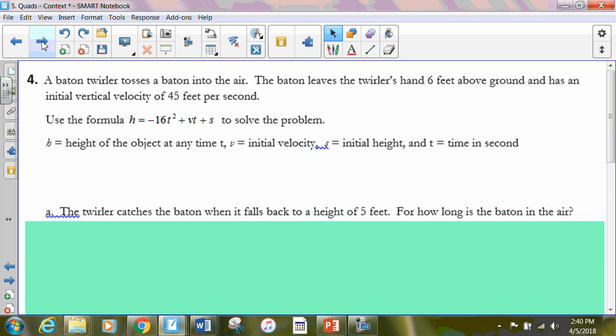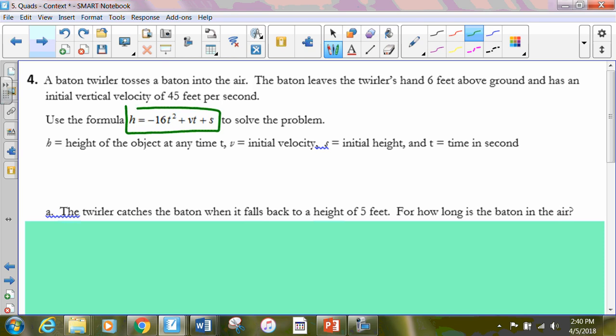All right, a baton twirler tosses a baton into the air. The baton leaves the twirler's hand 6 feet above ground and has an initial vertical velocity of 45 feet per second. Use the formula to solve the problem. Once again, they are giving us a formula, which is great. This is like the first problem. So we're going to use this formula. But the first thing we notice is that it's not very helpful when we have 4 different variables to solve for and only one equation. So we're going to read the rest of the problem to see if we can help ourselves. So let's see. H stands for the height of the object at any time.